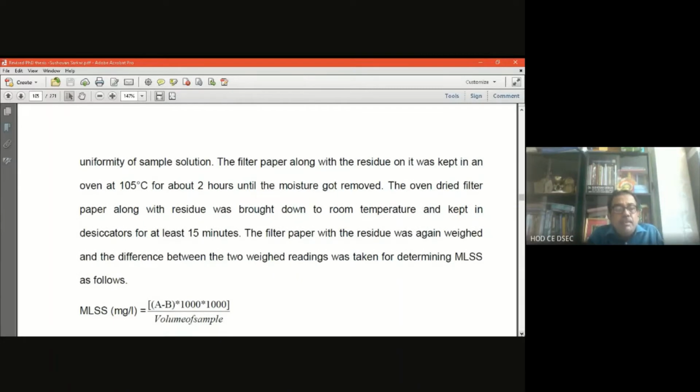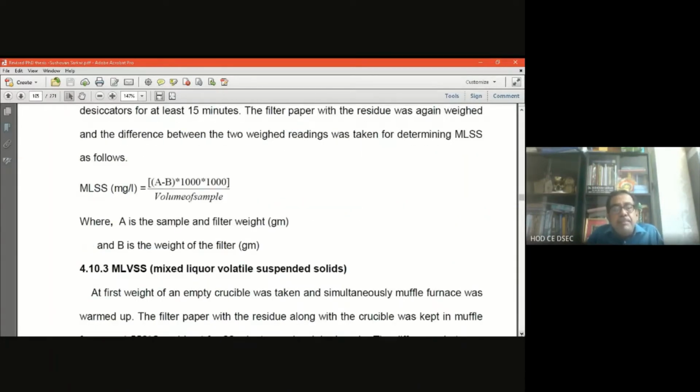How? Now A is the sample and filter weight after oven drying and after the cooling process. B is the weight of the filter paper. So if you subtract B from A, what will it give? It will give the suspended biomass in the filter paper, and that is the MLSS, mixed liquor suspended solids, and that is (A minus B) into 10 to the power 3 into 10 to the power 3. Why twice 10 to the power 3?